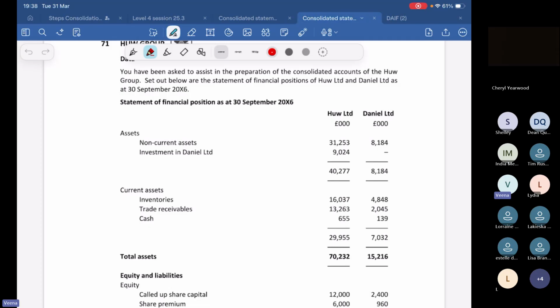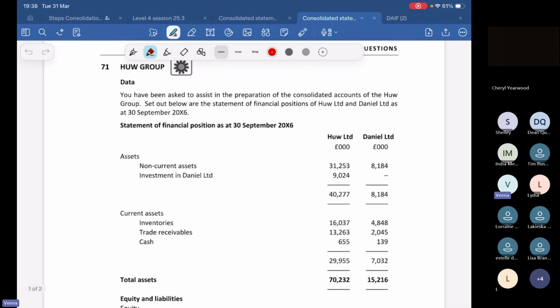So here, if you look at this, you have been asked to assist in the preparation of the consolidated accounts of the Hugh Group. Set out below are the statements of financial position of Hugh Limited and Daniel Limited as at 30th September 20X6, or whatever it is. Okay. So they have given us a statement of financial position. They have given us one company here, and the other company here.